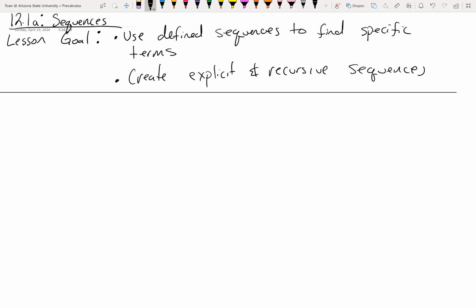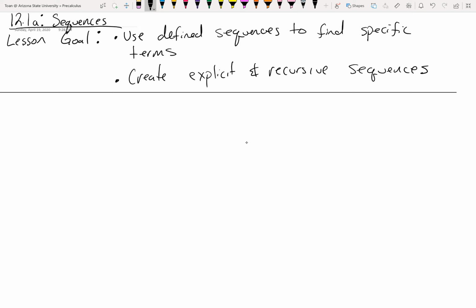So this new unit will encompass the overarching idea of a sequence. And in today's lesson, we need to be able to walk away with two things. Number one, if I give you a defined sequence, can we find specific terms and term values? And number two, going the opposite direction, if I give you a sequence, can you actually figure out what formula created that sequence? So let's talk about the idea or the definition.